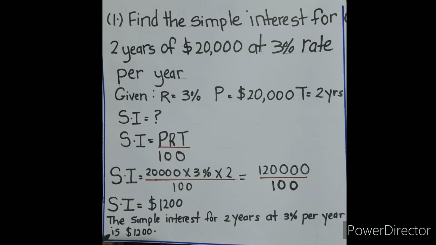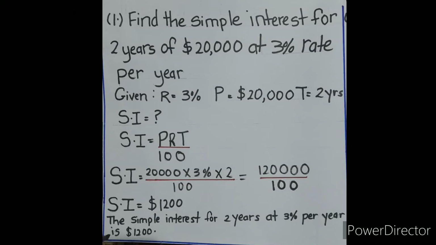So we'll use the simple interest formula to do this calculation. Okay, we'll use SI is equal to PRT over 100. What we have for R, P, and T, we substitute into the simple interest formula, PRT over 100. So when we substitute, this is how it's going to look. Simple interest is equal to 20,000 times 3% times 2 divided by 100. That is 120,000 divided by 100, and when we divide that, we'll get an interest of $1,200 as the simple interest. So the simple interest for 2 years at 3% per year is $1,200.